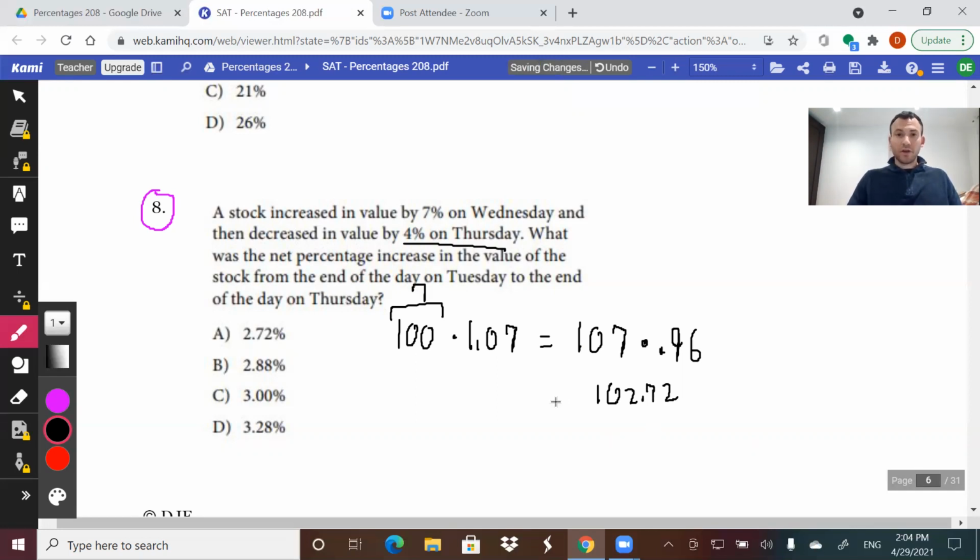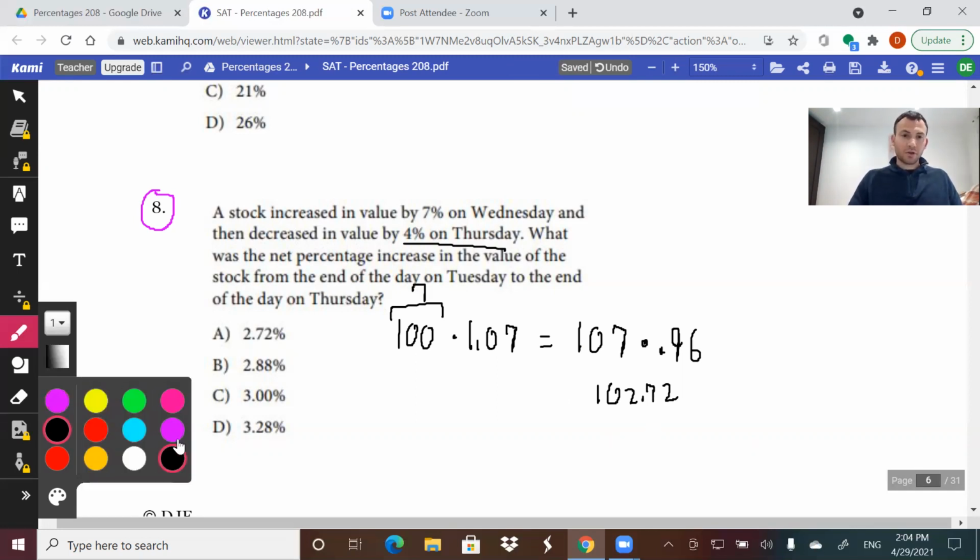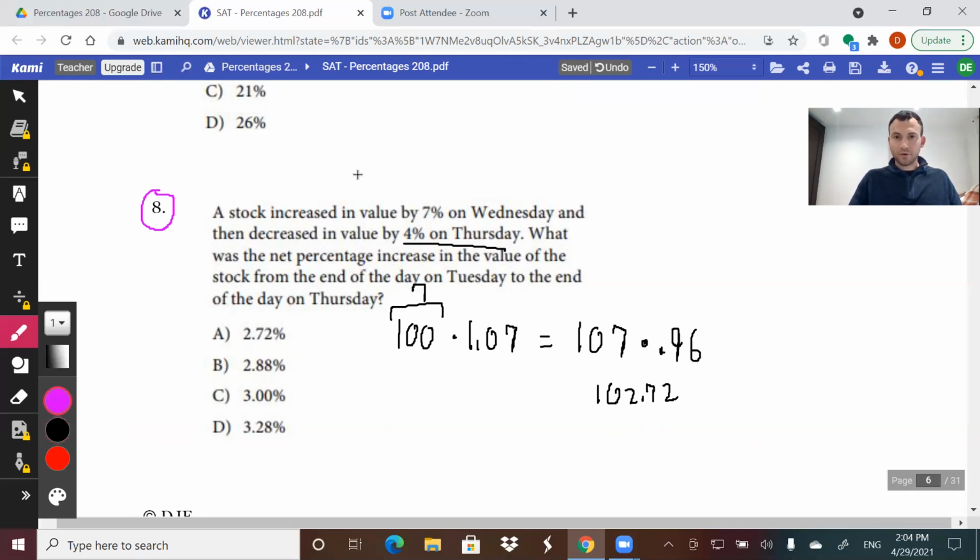So essentially, and by the way, whenever you need to do a percentage problem and it feels abstract, always make your number 100. 100 is the best number to use because it's easy to see the percent change off of 100. But essentially, what happened here, we went from an original of 100 up to 102.72. The percent change is just 2.72%.